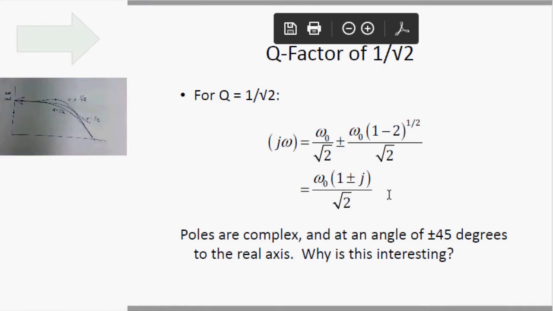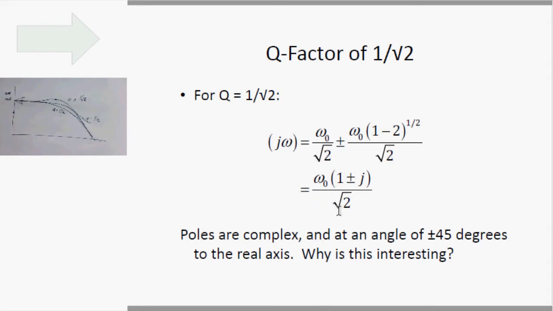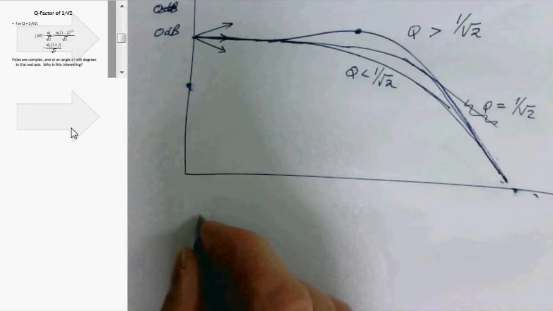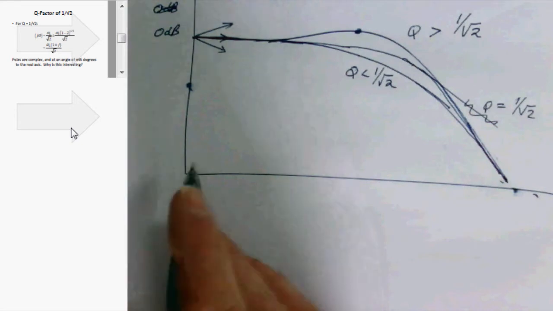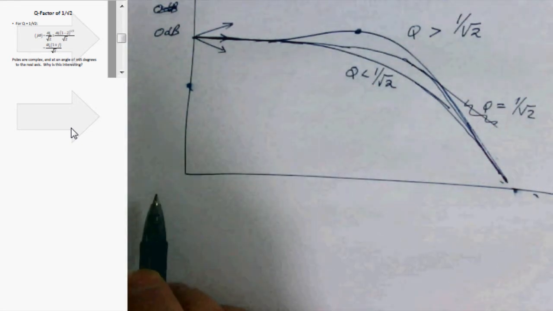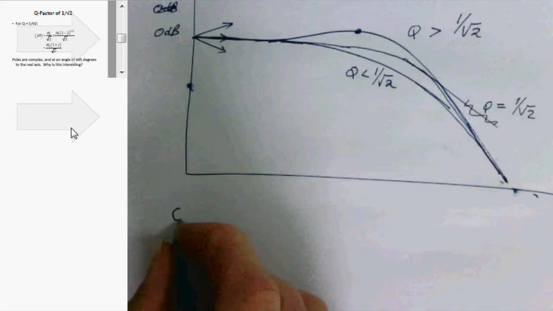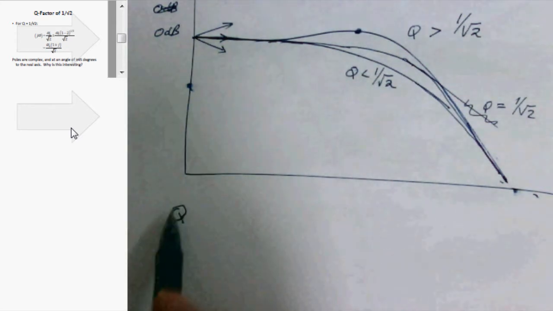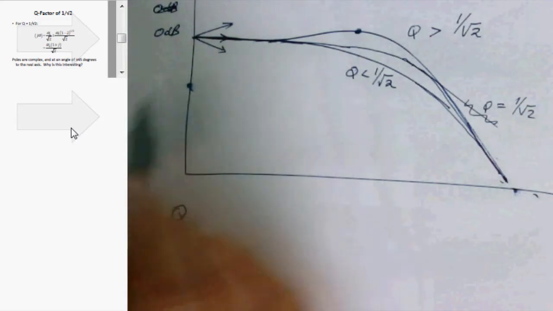If you go through the maths, you'll find that those poles are at omega naught over root 2 times 1 plus or minus j. They're at 45 degrees to the real axis. This is one of those things that sometimes trips people up. It means that if you have complex poles, it doesn't necessarily mean there is a maximum. If you had a value of q that was slightly less than 1 over root 2, the poles would still be complex, but you would not get any maximum.